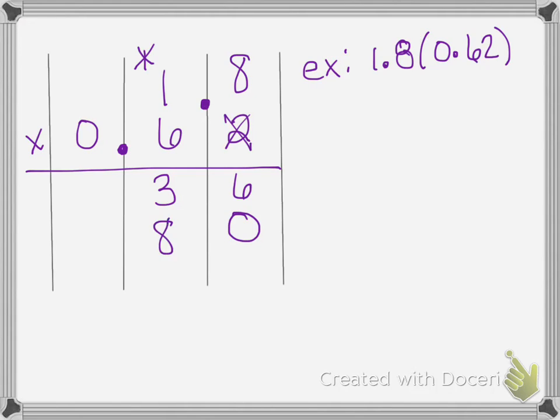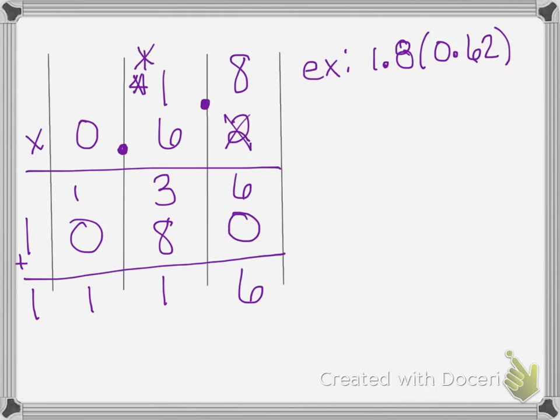6 times 8 is 48, carry the 4. 6 times 1 plus 4 is 10. I don't need to multiply by this 0 because it's just going to be all zeros. And then I know I need to add these. So I'm going to say 6 plus 0 is 6. 8 plus 3 is 11. Carry the 1. 1 and 1. So we have multiplied like normal, no problemo.